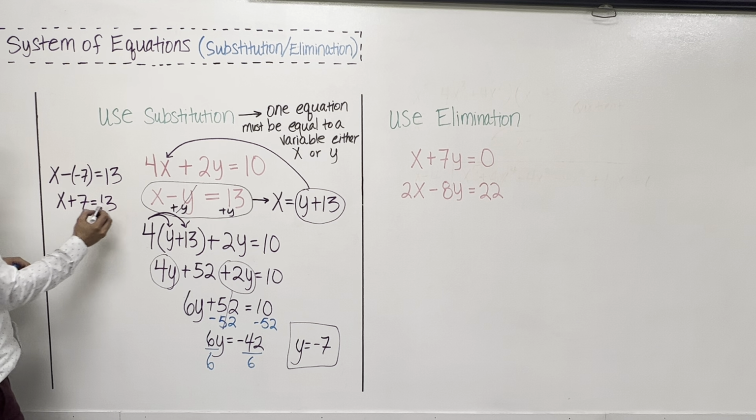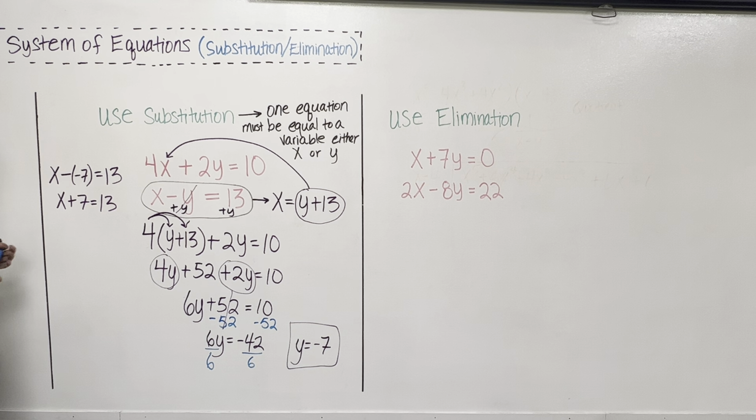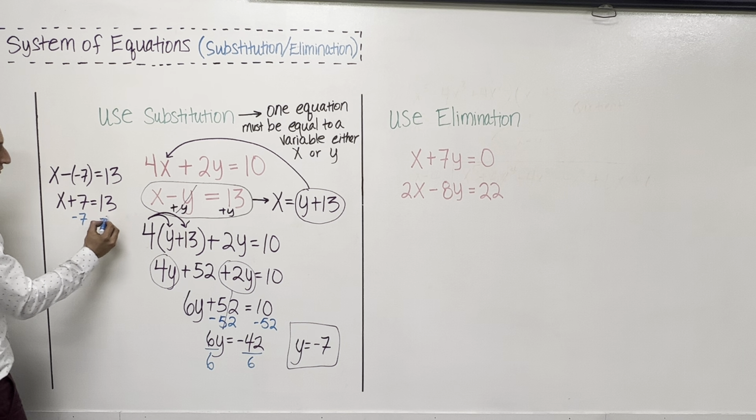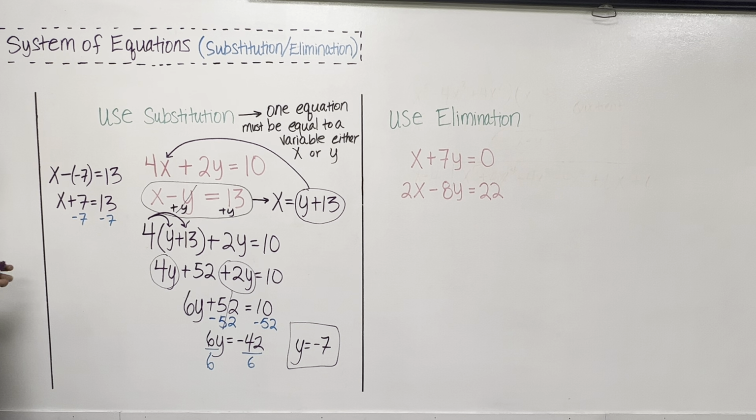Okay, and now I'm going to solve for x by subtracting 7 from both sides. Okay, so this would be 0, and I'm left with x equals 13 minus 7 would be 6.